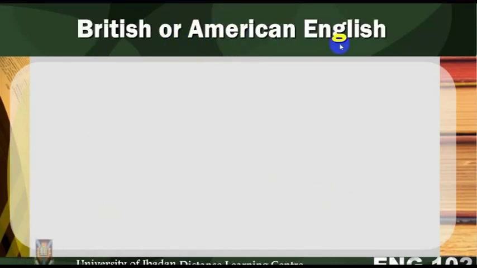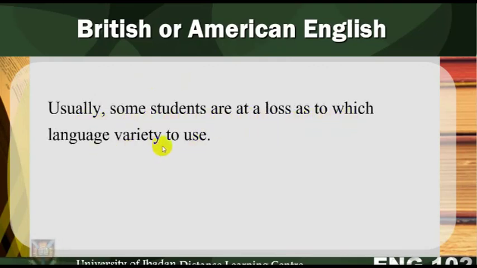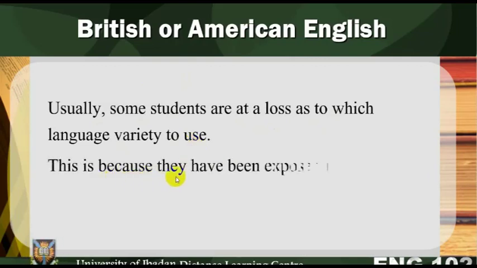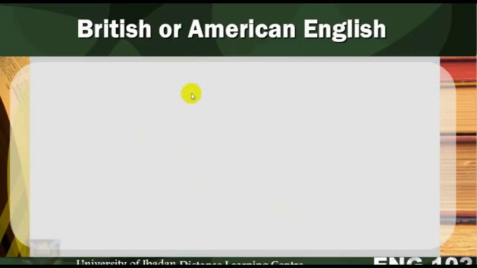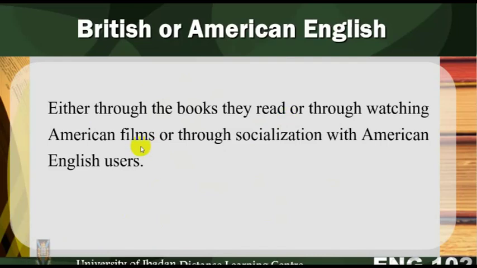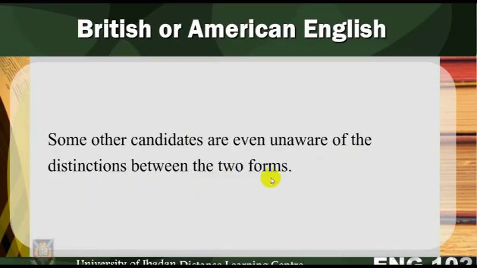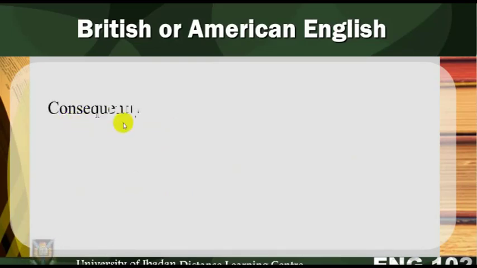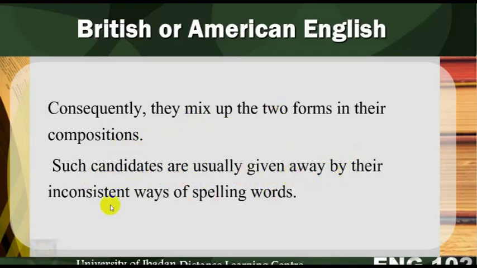British or American English. Usually, some students are at a loss as to which language variety to use. This is because they have been exposed to the British and the American varieties of English, either through the books they read, or through watching American films, or through socialization with American English users. Some other candidates are even unaware of the distinctions between the two forms. Consequently, they mix up the two forms in their compositions. Such candidates are usually given away by their inconsistent ways of spelling words.